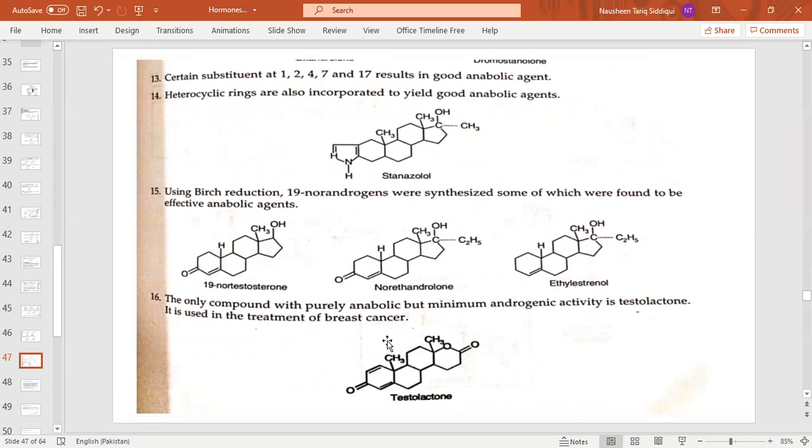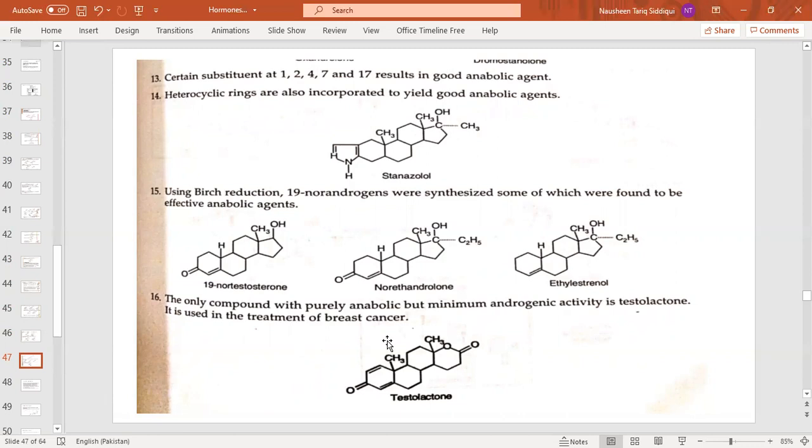Certain substitutions at 1, 2, 4, 7, and 17 result in good anabolic agents, while heterocyclic rings are also incorporated to yield good anabolic agents like stanozolol. In this, a heterocyclic ring system is attached.